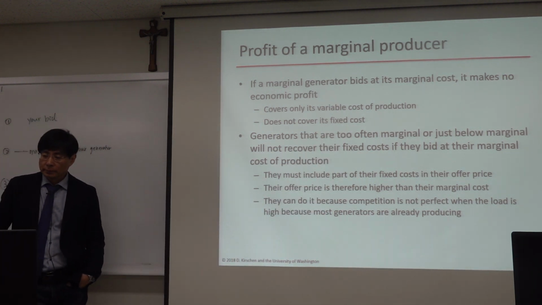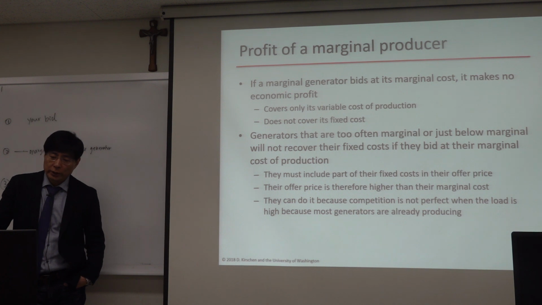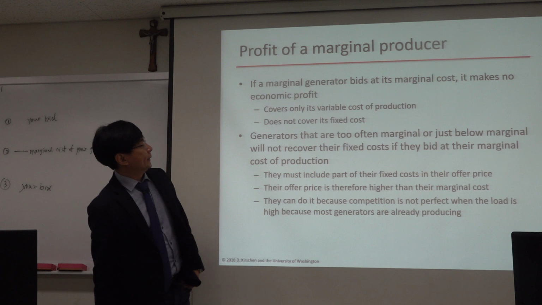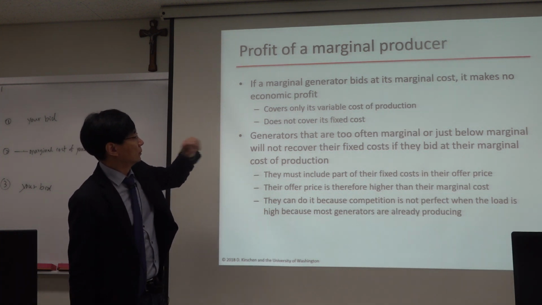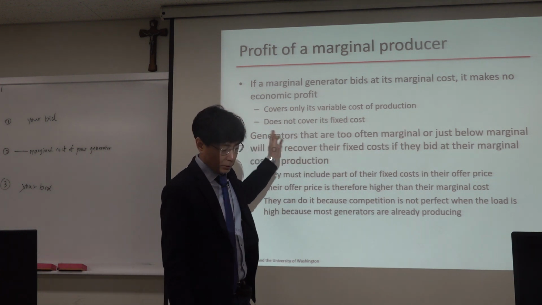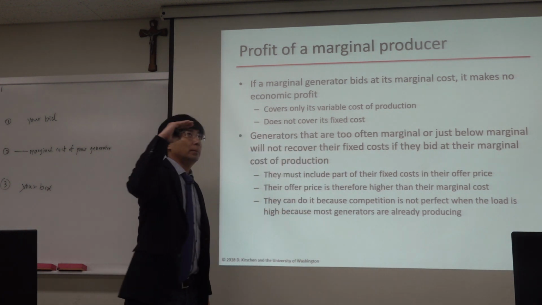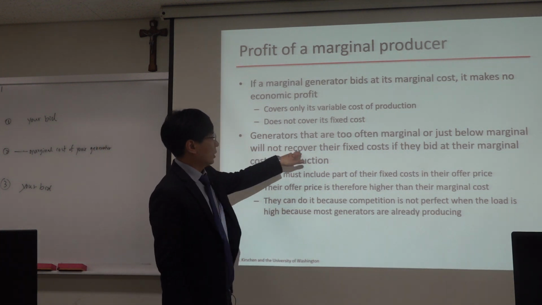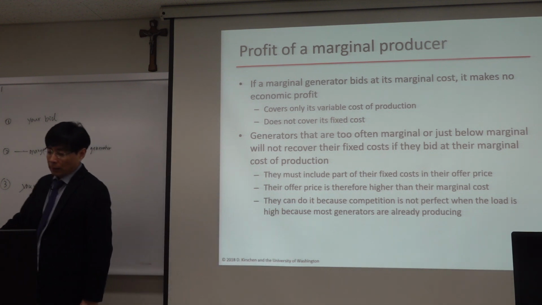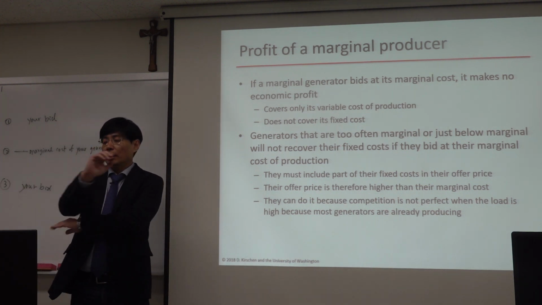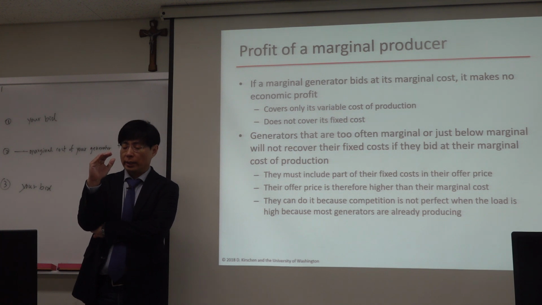So if generators are too often marginal or just below marginal, if the generator's marginal cost is equal to the market price or just below the market price, they cannot recover their fixed cost if they bid at their marginal cost of production. So in this case, they may want to bid higher than their marginal cost.